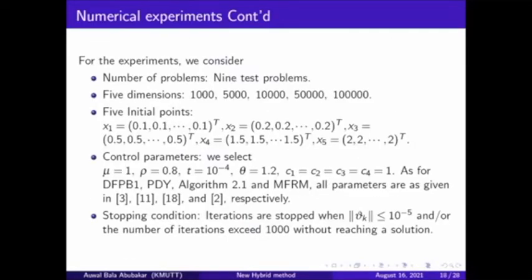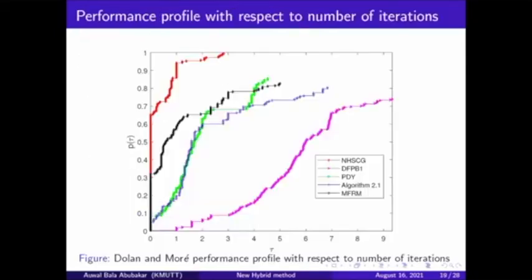For the numerical experiment, we consider 9 test problems, 5 dimensions, and 5 initial points. For the control parameters, C1, C2, C3, C4, we finally just put them as 1. As for DFPBI, PDY, and algorithm 2.1, all the parameters are as given in their respective papers. The stopping condition is when the norm of theta k is less than or equal to 10 to the power minus 15, or the number of iterations exceeds 1000 without reaching a solution.